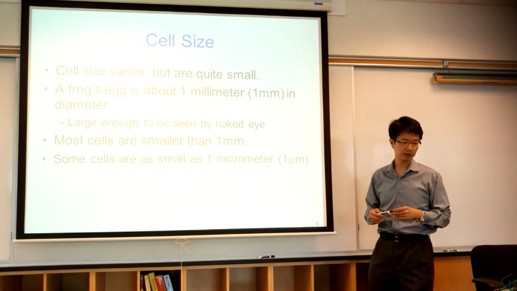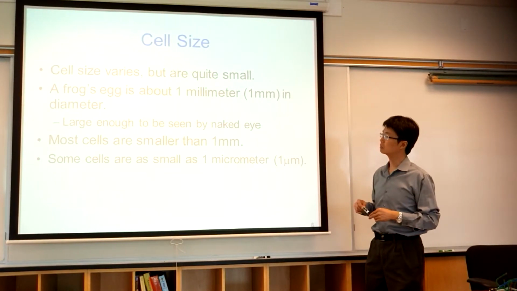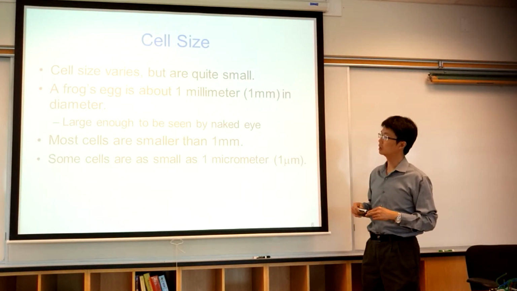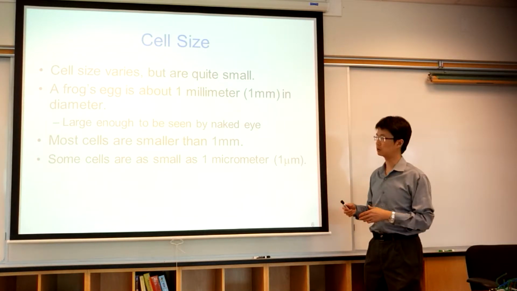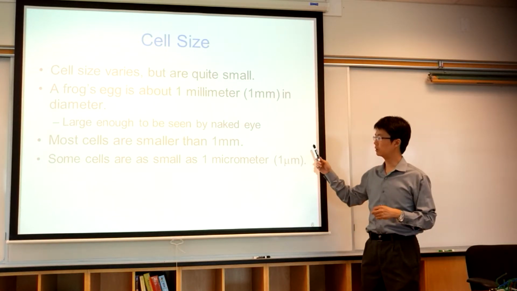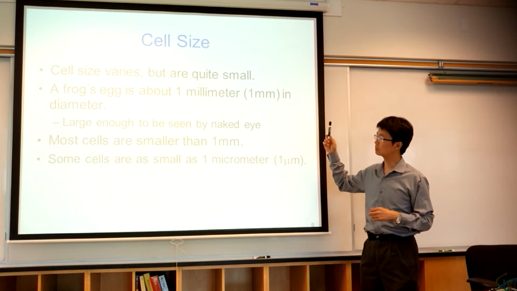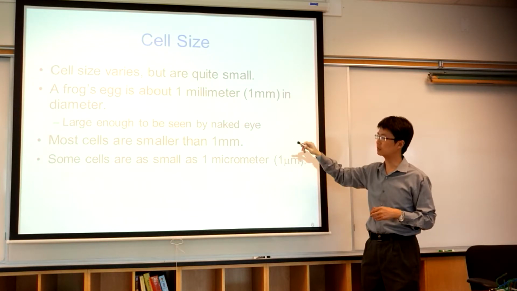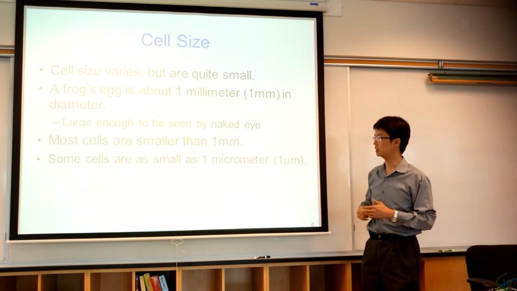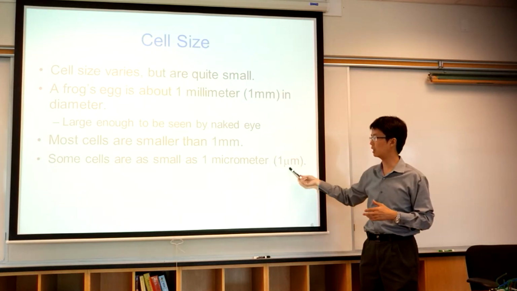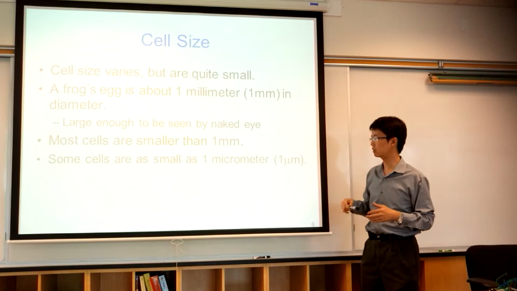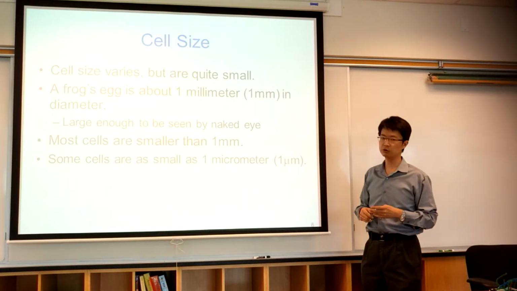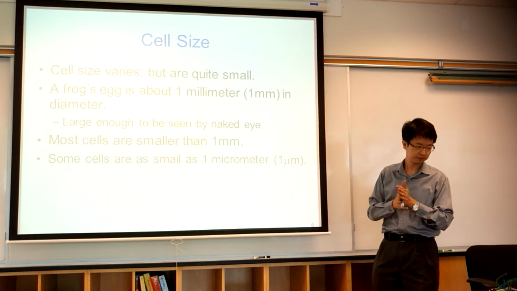Cell size. We have different sizes of cells, okay? If the cell is around 1 millimeter, then you can see it with your eyes. Frog egg is about 1 millimeter. If it is less than 1 millimeter, then our eyes cannot see it. Most of the cells are about 1 micrometer. That means you need to have a microscope to see them.